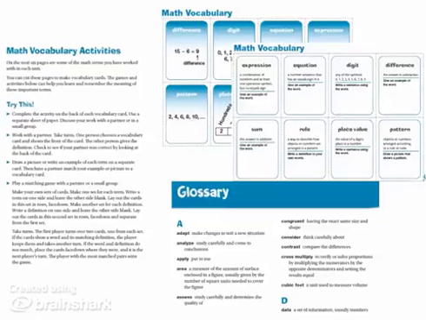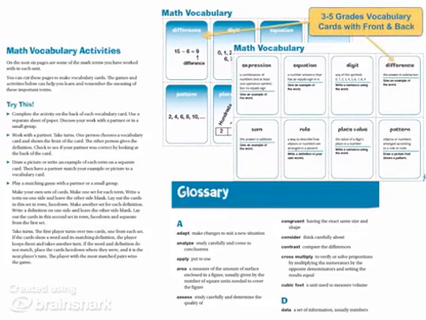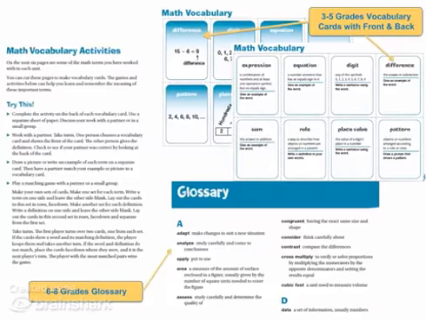At the back of each book, the students have access to math vocabulary and definitions. The 3rd, 4th, and 5th grade books have vocabulary cards with words, examples, and definitions. The students are encouraged to cut out the vocabulary cards, and the games and activities will help them learn and remember the meaning of the important terms. The 6th, 7th, and 8th grade books have a math glossary with definitions.